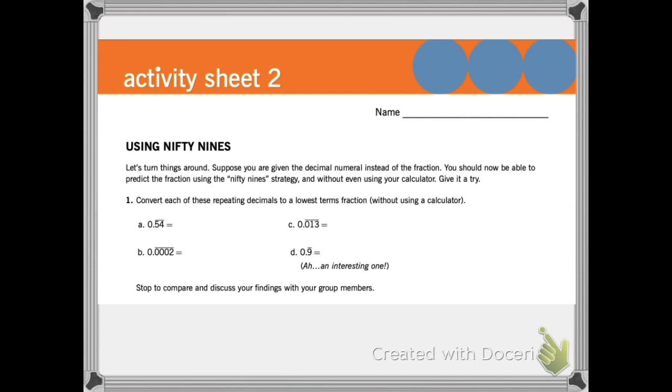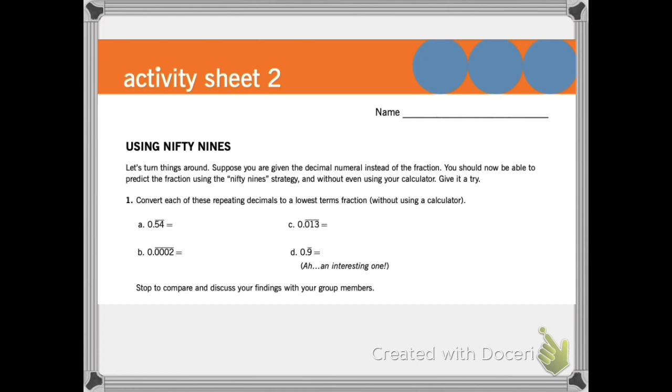Now let's turn that around and let's try doing it the other way. So if I have repeating 54, how would I write that as a fraction? So try using what you did in the first part of it, and try writing that as a fraction. So pause the video, give it a try, and then come back and see if you got it right.